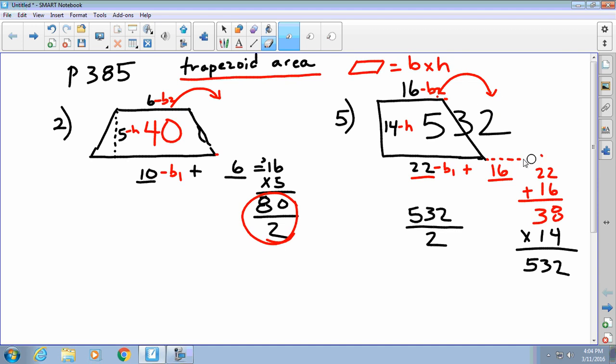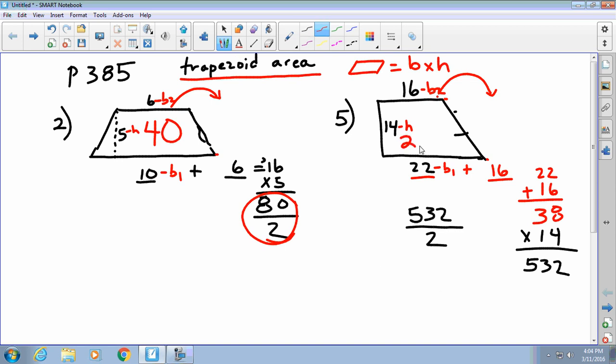again, we're not interested in this. That's just to show us what our base would be. We're not interested in that 5 anymore. If we take 532 and divide it by 2, we're going to get the area inside of this trapezoid to be 266. So once again, page 385, numbers 2 and 5, we're finding trapezoid area, and we're sort of going back to what we know with base times height. So in order to do the trapezoid, we're going to go base 1 plus base 2 times it by the height, and then we're going to divide by 2 to get half of that to get our original trapezoid.